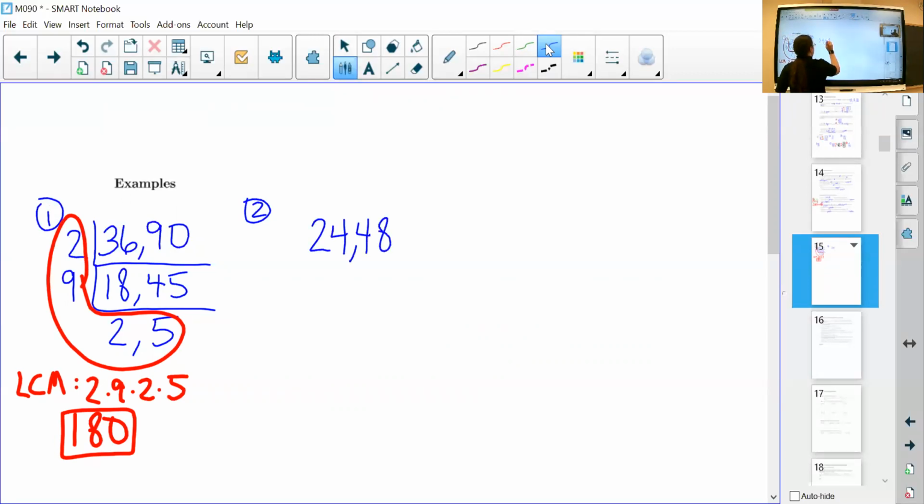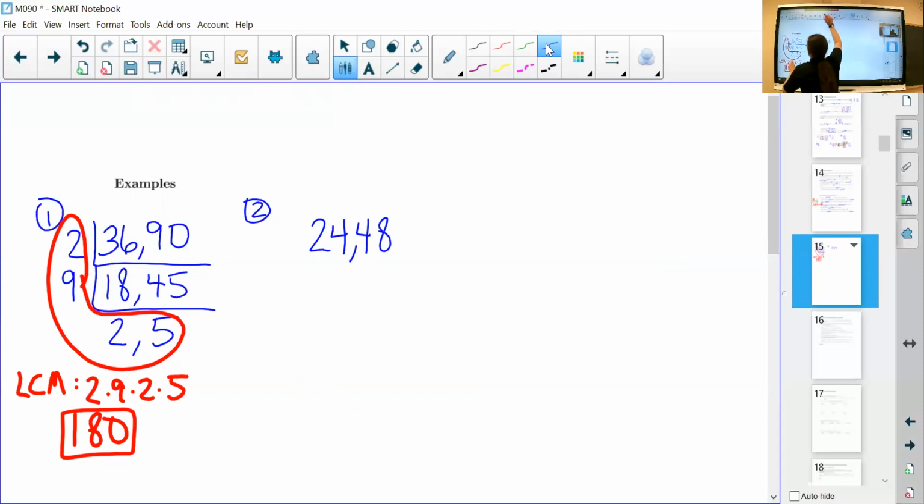Example 2, we'll have 24 and 48. Something a little interesting happens here. And the reason it happens is because you might notice that 24 goes into 48 evenly. So your answer, however you do it, should be, give you a hint, it's one of those numbers. Think about which one it has to be.